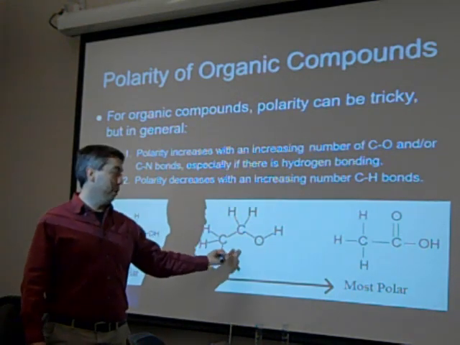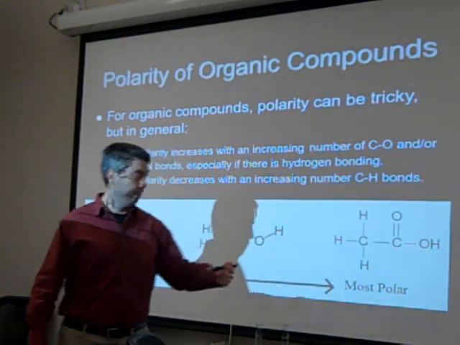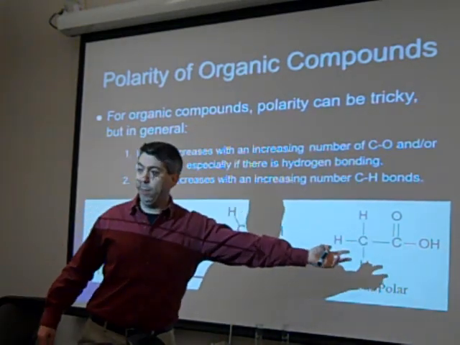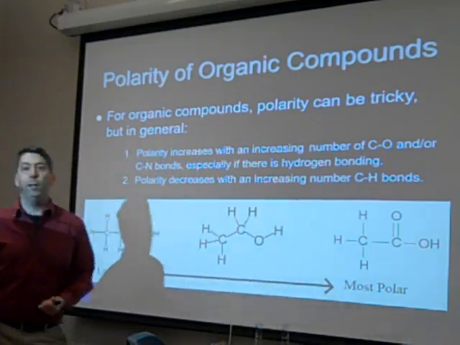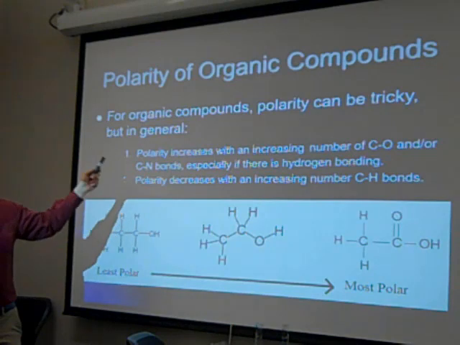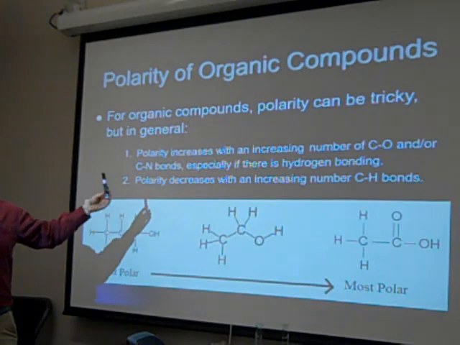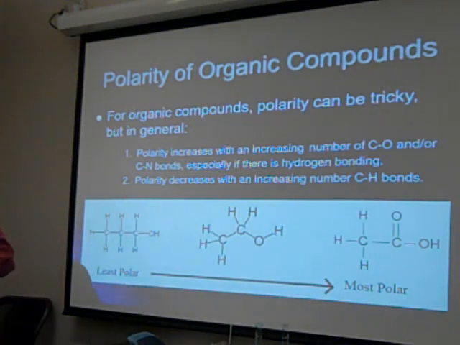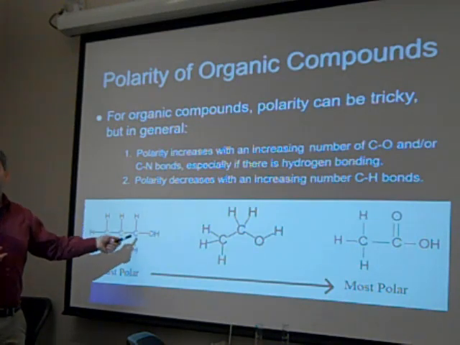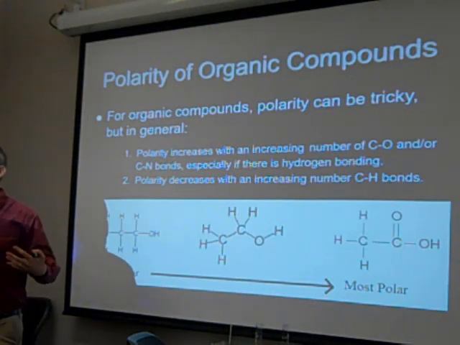I have a 2-carbon alcohol and a 2-carbon carboxylic acid, which has 2 oxygens. Same number of carbons, but this one has 2 oxygens. This is going to be more polar. So that's a general rule when dealing with organic compounds. The more oxygens or nitrogens, the more CO or CN bonds, the more polar it is. And polarity decreases the more carbons you have. So the longer the carbon chain, the less polar it is. Because carbon chains tend to be nonpolar, and the longer carbon chain you have, the larger percentage of the molecule is nonpolar.